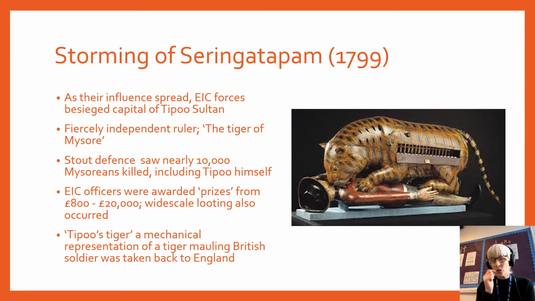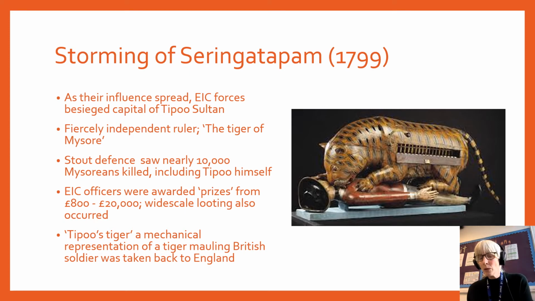The image you can see there is called Tipu's Tiger. It's an amazing device. It's a mechanical toy, and it represents a tiger mauling a British soldier. You can see the soldier is wearing the red coat of the East India Company, and the tiger would move and attack the British soldier. The tiger is a symbol in India, of India itself, but particularly it was associated with this ruler, Tipu.